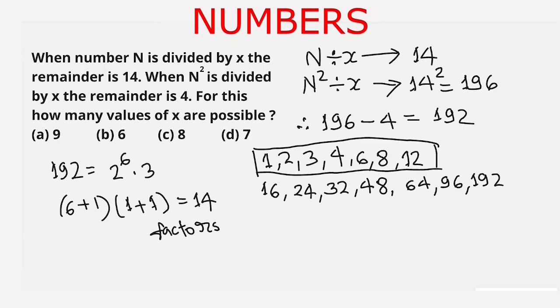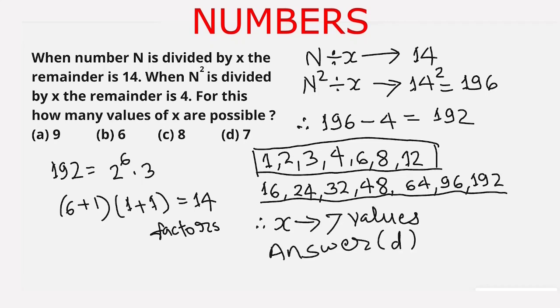It means that all the values more than 14 are the possible values of x. So these values are 16, 24, 32, 48, 64, 96 and 192. These are 7 values. Therefore, x has 7 possible values. And from the given options, our answer is option D, 7 values.